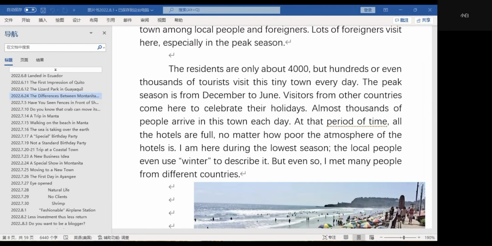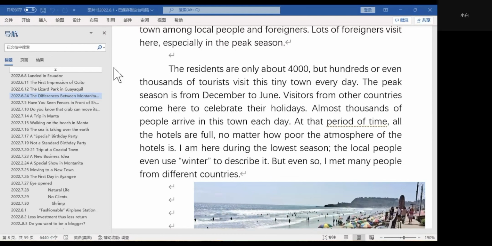Okay, now the second paragraph. The residents are only about 4,000, but hundreds or even thousands of tourists visit this tiny town every day. The peak season is from December to June. Visitors from other countries come here to celebrate their holidays. Almost thousands of people arrived in this tiny town each day. At that period of time, all the hostels are full, no matter how poor the atmosphere of the hotels is.